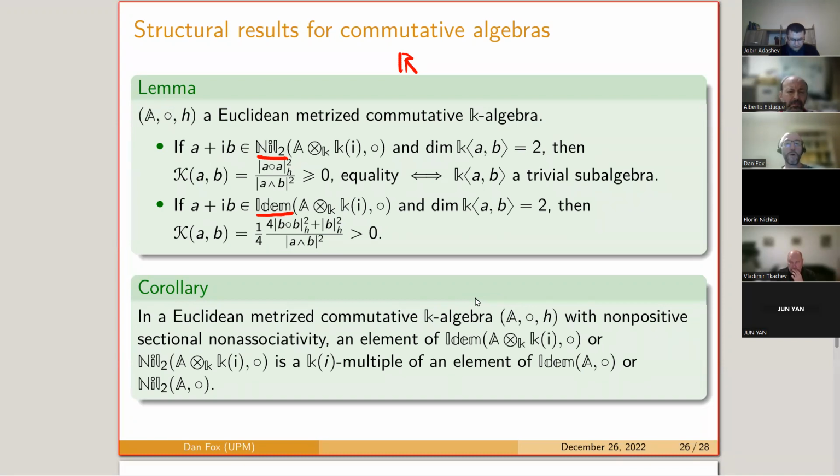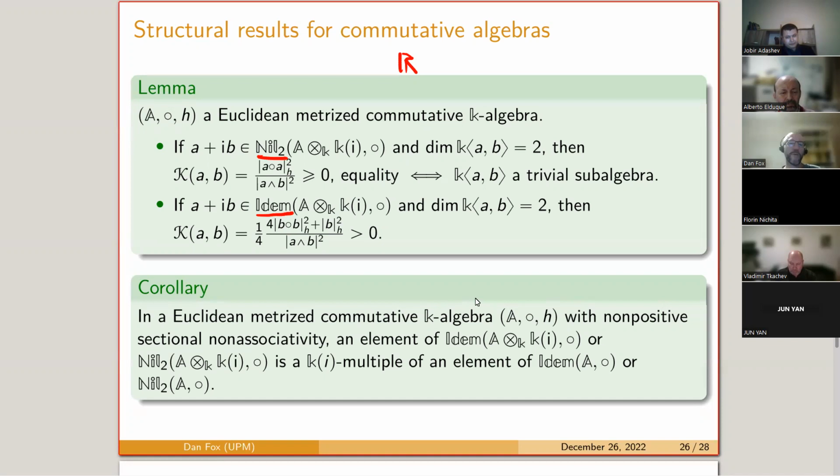if you're in a real Euclidean metrized commutative algebra, so it's got a positive definite metric and it's real, if you have a square zero element in its complexification, and the real and imaginary parts of the element are linearly independent, then they span a subspace with non-negative sectional non-associativity. And you have equality if and only if it's a trivial subalgebra. So that somehow operates in the theorem on the other slide.